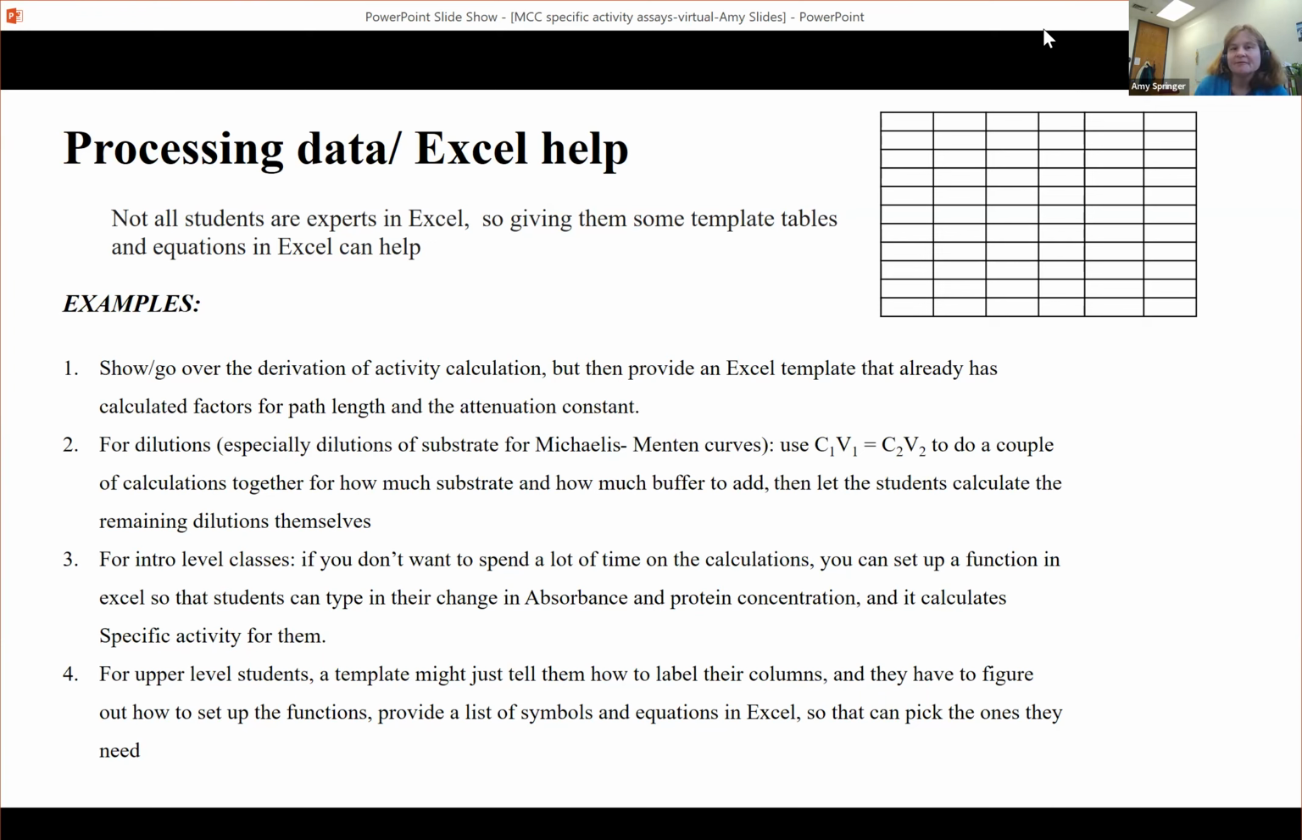I don't know if anyone else has had any fun ideas with Excel and getting students going on Excel in their classes. Or any questions about that?